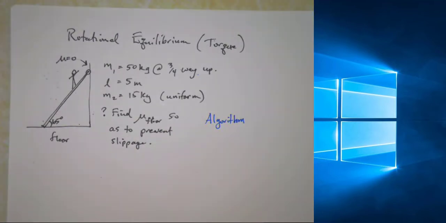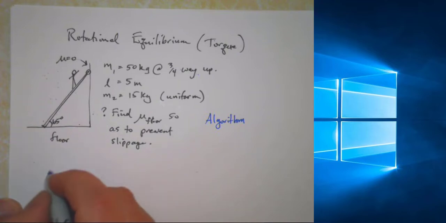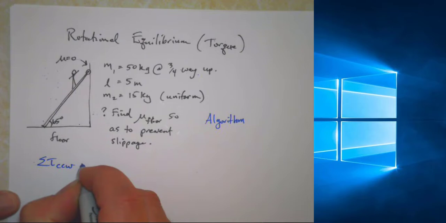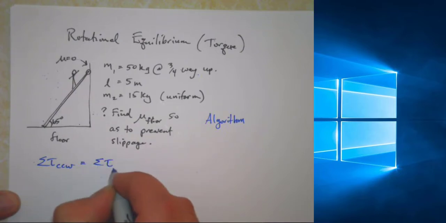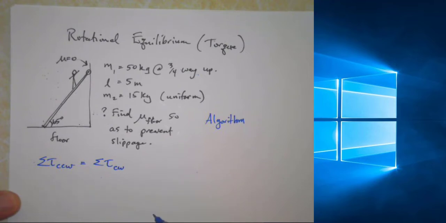So back to the algorithm. A torque problem is going to involve eventually showing that the conditions of equilibrium, which is the sum of the torques counterclockwise about a chosen pivot point, must equal the sum of the torques clockwise about that same pivot point, and the sum of the forces in the x has to equal 0, and the sum of the forces in the y has to equal 0.